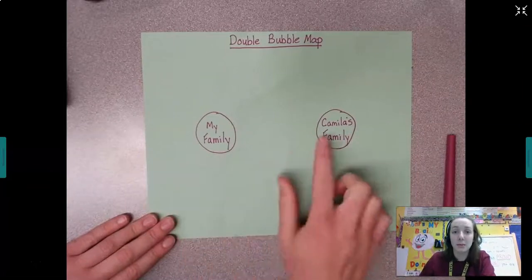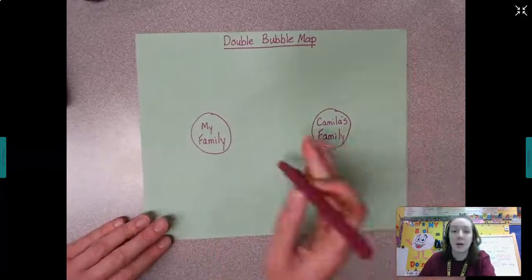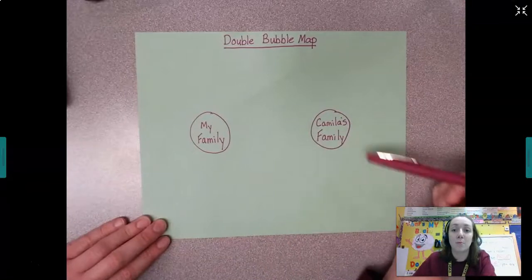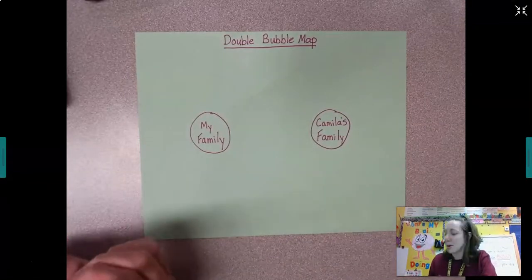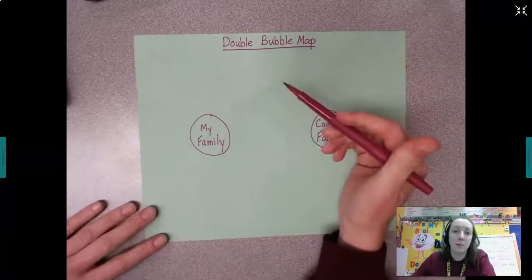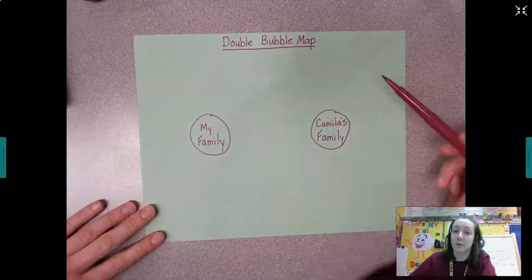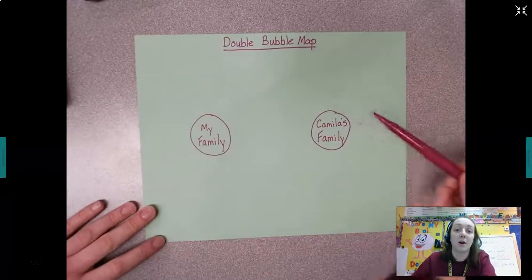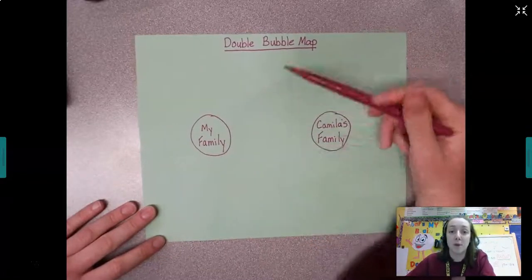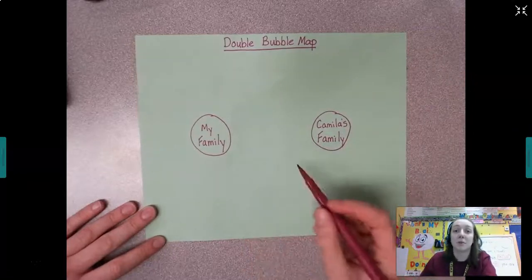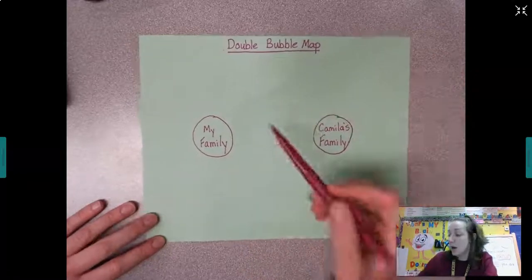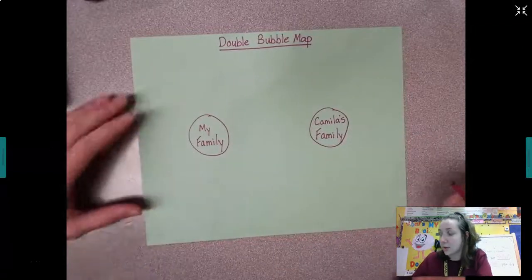Okay, so you can set up your double bubble map just like mine, and I'm going to go through and do a couple examples of what you could put for each, and then you will do your own. So remember, with the double bubble map, the things on the outside of the bubbles are things that they have that are different, and the things that are in the middle are things that they have in common or the same. So that comparing is in the middle and that contrasting is on the outside.